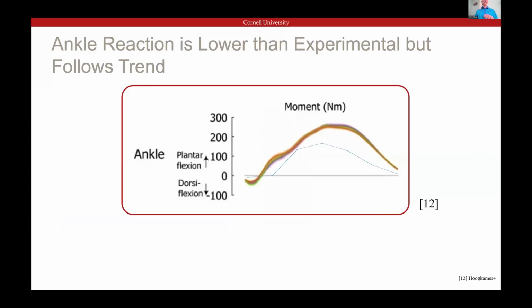With peak ankle moment occurring at mid-stance as expected. Next, we are going to compare our recorded ankle moments to the experimental values. So these experimental values come from that paper that I took the ground reaction forces from. So we can see that it is slightly lower than expected.